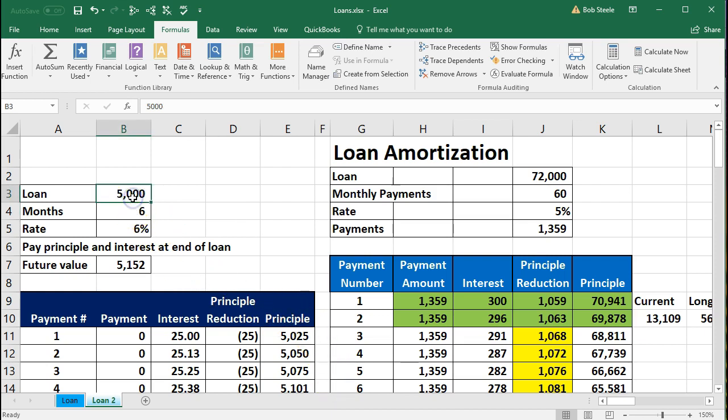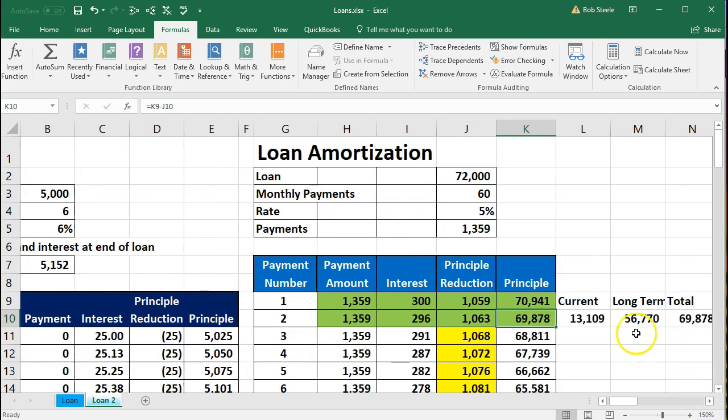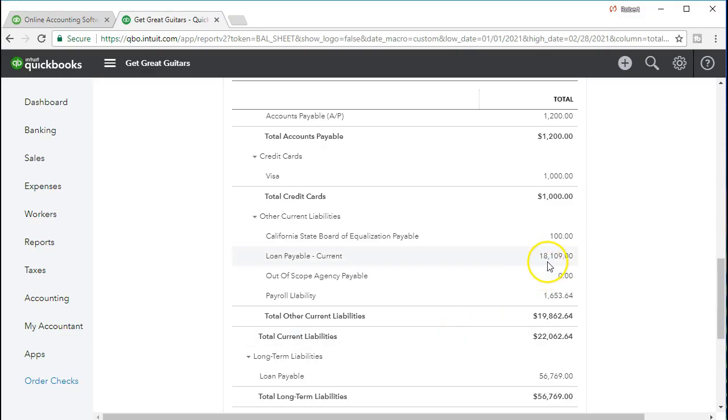Here's a 5,000 loan. It's all short-term because it's all due in 6 months. Here's the other loan, it was for 72,000. We now owe 69,878 on it. Therefore, the current portion is this amount plus the 5, or the 18,901. That is going to be the current portion here.